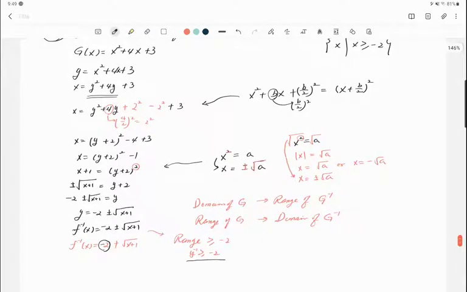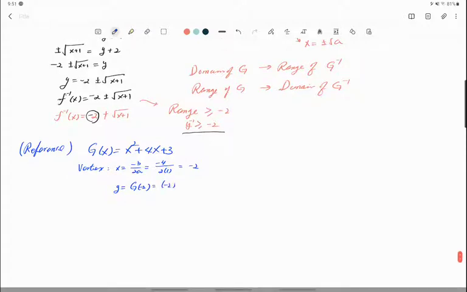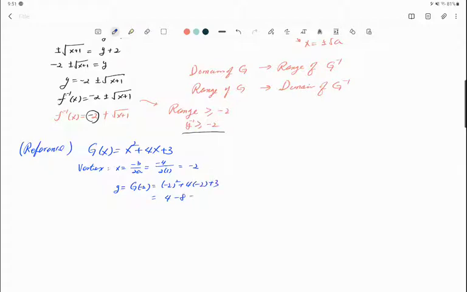So okay, let's graph this one. As a reference, let's graph g of x, which is x squared plus 4x plus 3. Let's find the x coordinate of the vertex using the formula x equals negative b over 2a. b is 4, and a is 1, so we get x coordinate negative 2. Then for the y value, plug in negative 2 for x: negative 2 squared plus 4 times negative 2 plus 3, which is 4 minus 8 plus 3, so negative 1. So the vertex is: when x is negative 2, y is negative 1.